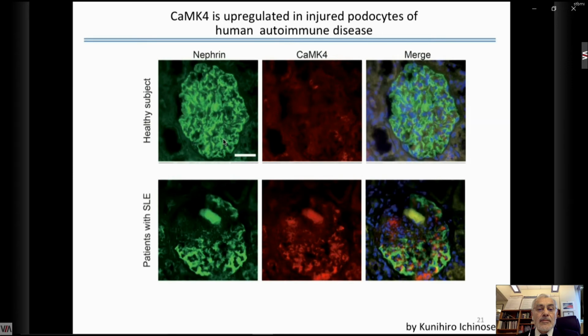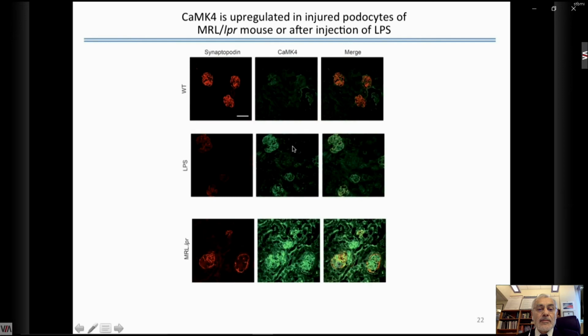It's almost like a zipper protein, and participates in limiting the filtration of proteins. You can see here that podocytes, identified by nephrin, from lupus patients express CAMK4, and you can see the yellow color over here. So podocytes from patients with lupus express increased amounts of CAMK4.